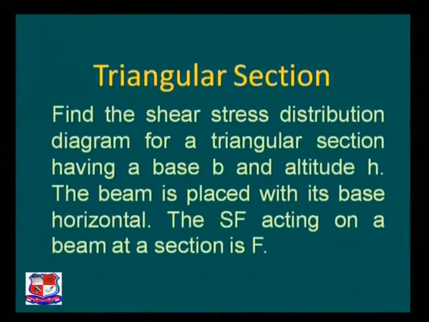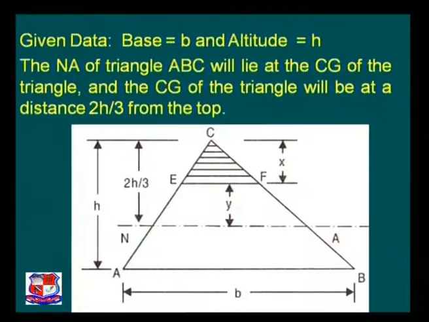Find the shear stress distribution diagram for a triangular section having a base B and altitude h. The beam is placed with its base horizontal. The shear force acting on the beam at a section is capital F. Please refer to the data, try to plot the figure, and the question which has been asked will be understood in a better way. This is the given data.